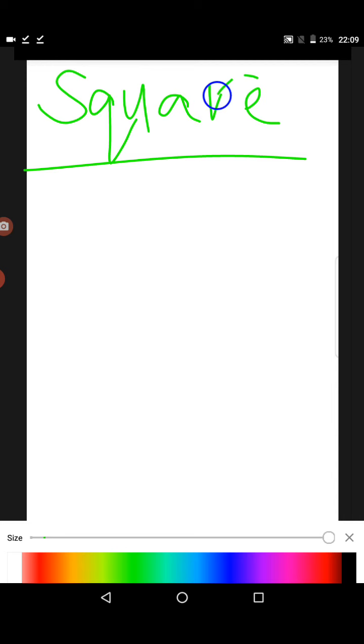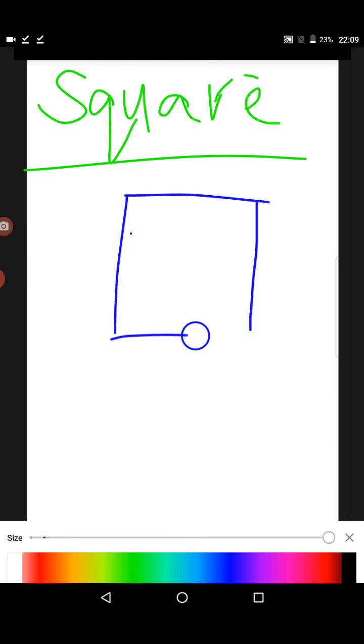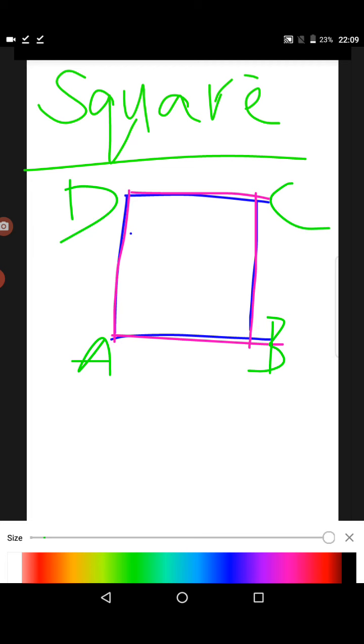Now we'll move on to square. Square is the easiest part, right? Now let's first draw the diagram of a square so that we understand it briefly. Now all sides are equal, like the rhombus we already discussed, right? All sides are equal. Now let's name it, okay? A, B, C, D.